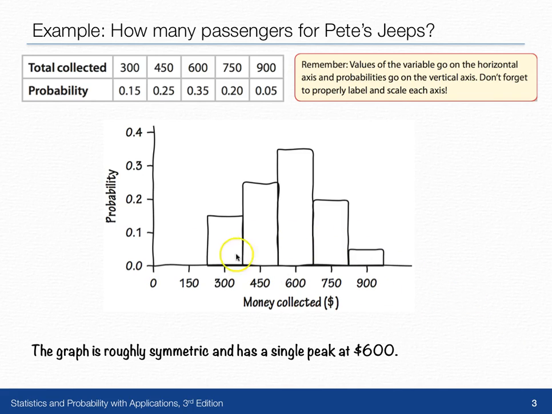Now the graph is roughly symmetric, as we can see, and it has a single peak right around $600. For some additional practice displaying a probability distribution, try exercise 1.